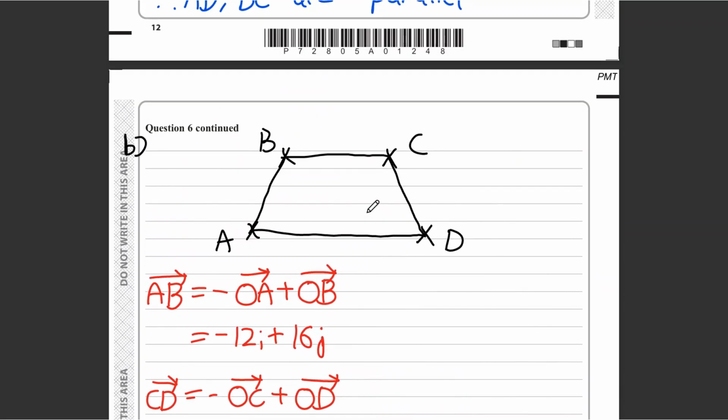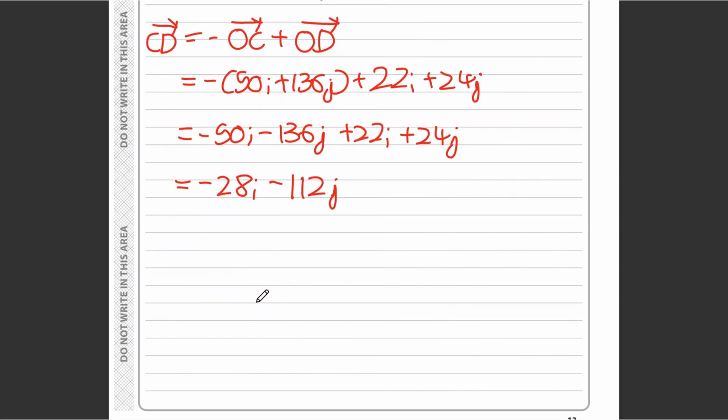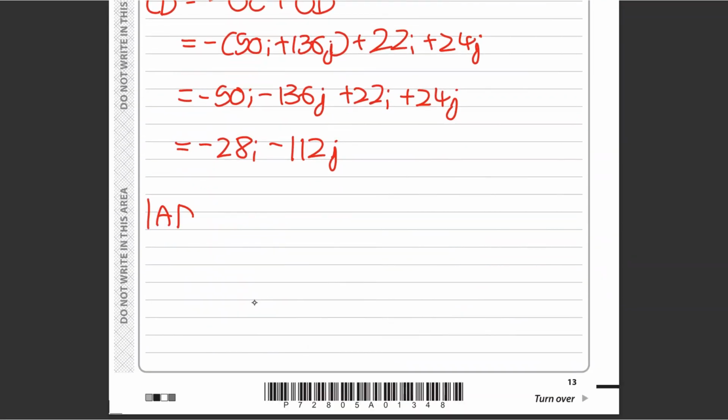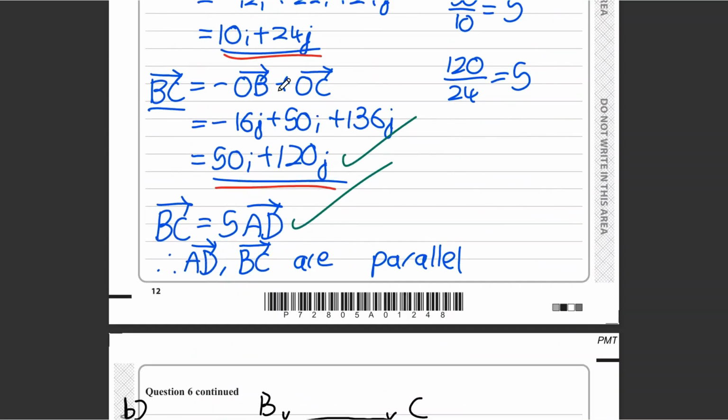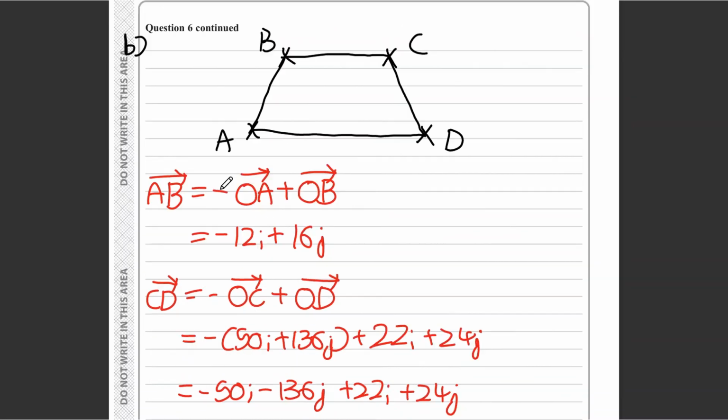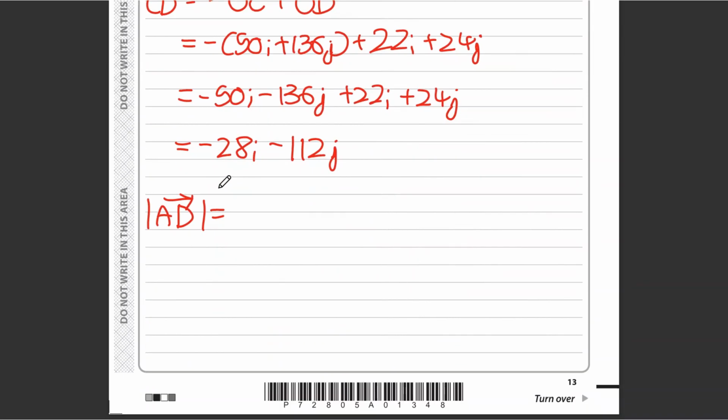Okay, so that's CD. So in order to find the lengths of all of these sides here, we need to find the magnitudes of these vectors. Okay, so let's start with finding the magnitude of AD. Now, we found AD in part A. It's this 10i plus 24j. Remember, in order to find the magnitude of a vector, you square both these numbers here, you add them, and then you square root them. So the magnitude of AD is going to be the square root of 10 squared plus 24 squared, which, if you put this into your calculator, is equal to 26.